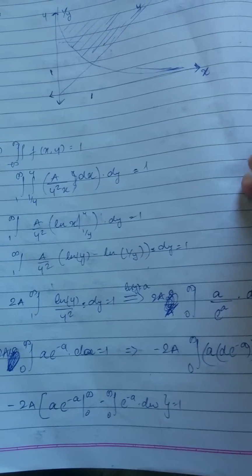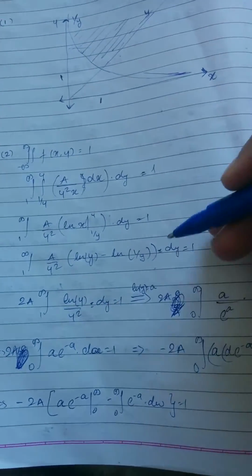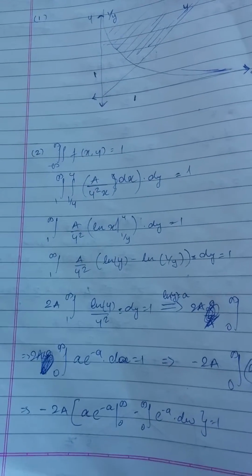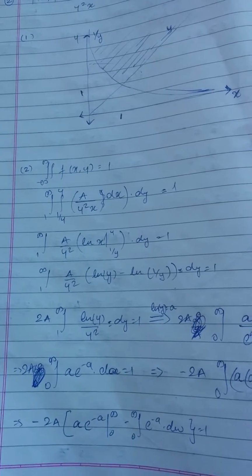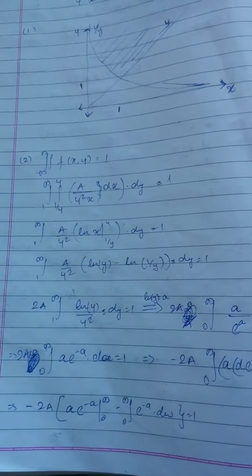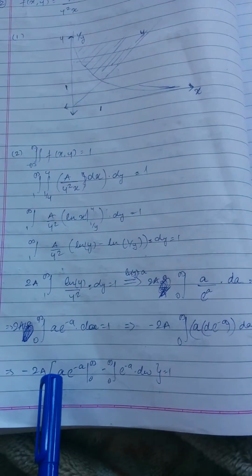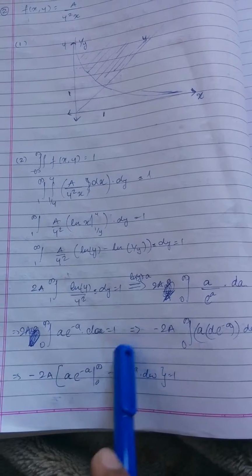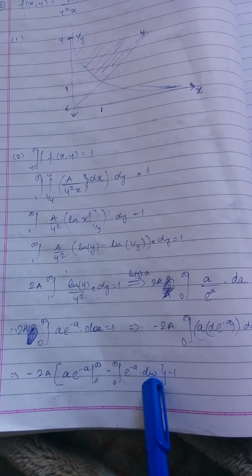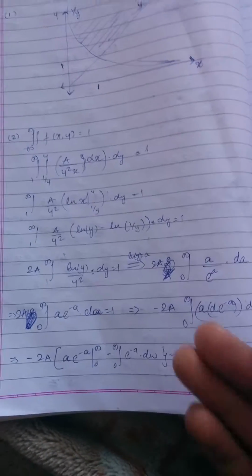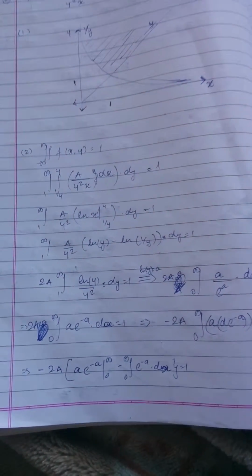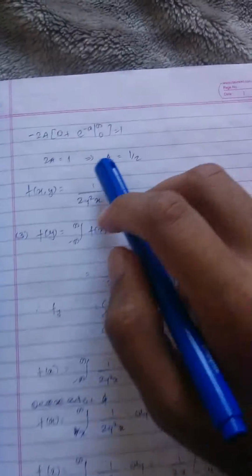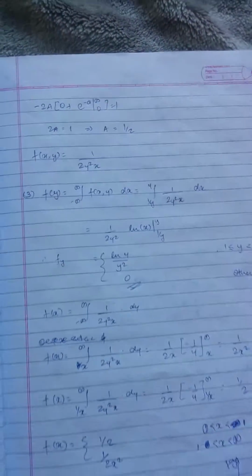When we do the integration of this term, we use the integration by parts property of integration. So we get the integration of this term as A e raised to minus A minus the integral of e raised to minus A dA, that is equal to 1. On solving further, we get 2a is equal to 1, so a is half.